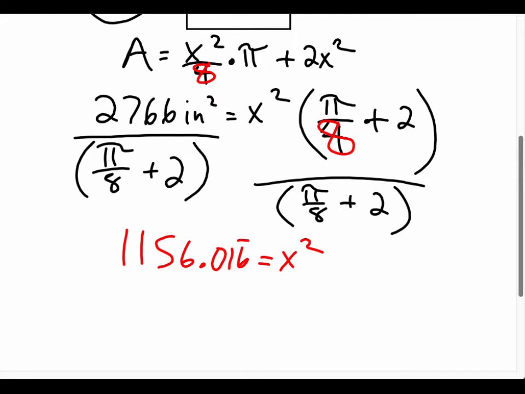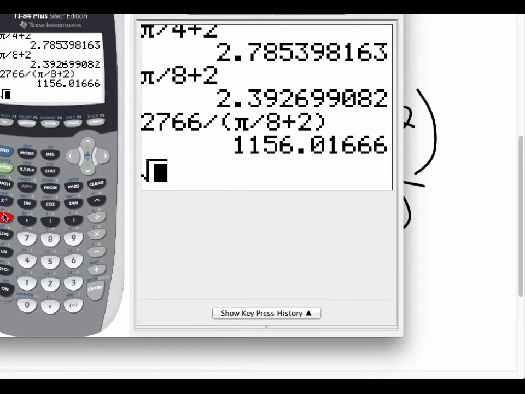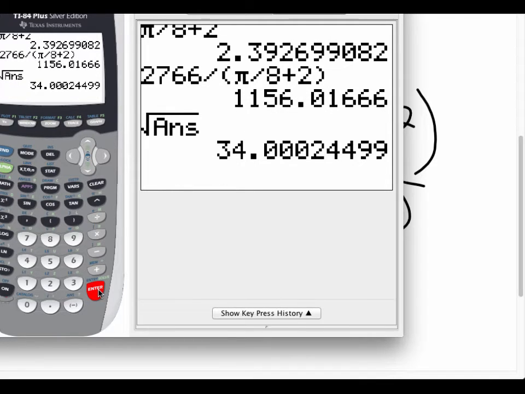But what am I solving for? X. So what do I got to do? I got to take the square root of both sides. So now I'm going to go back on my calculator and say second and then choose the square root symbol. And now see how over the negative sign on your calculator in a different color it says ANS? If I hit second and that button, it will import the last answer that I had. So now that gives me about 34.